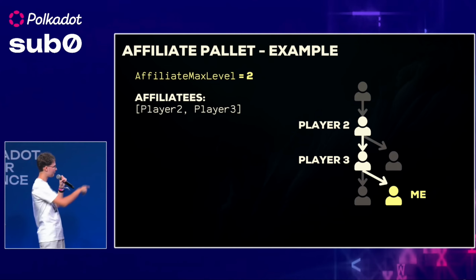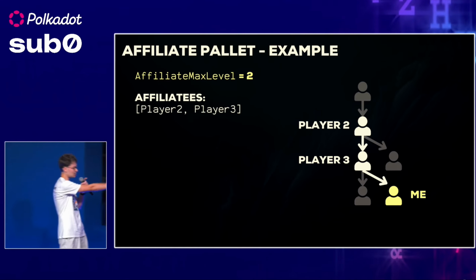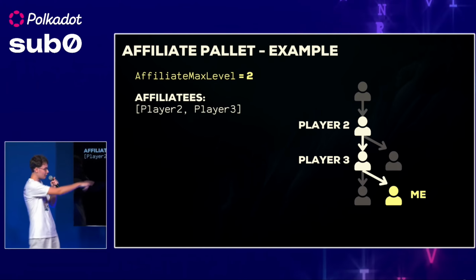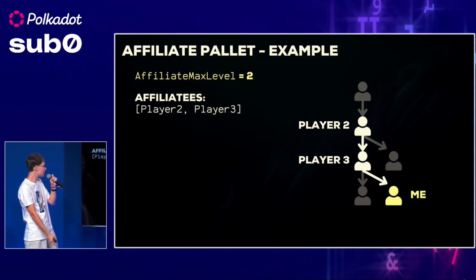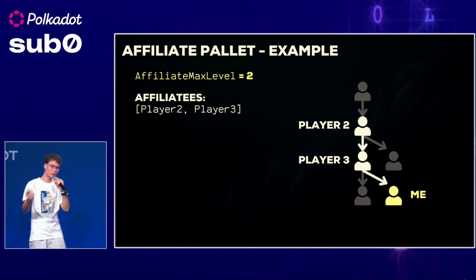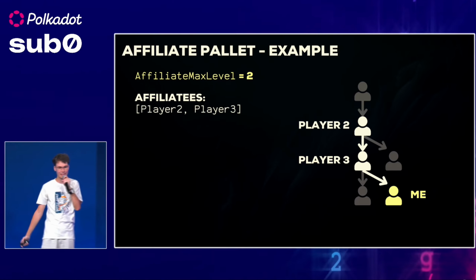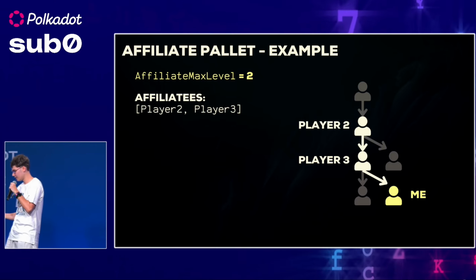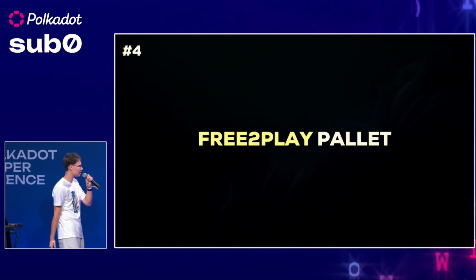And then, for example, if it's set to 2, and I was invited by the player 3, then my affiliates would be player 2 and player 3. And you can find this info very easily on chain, so it's useful for onboarding.